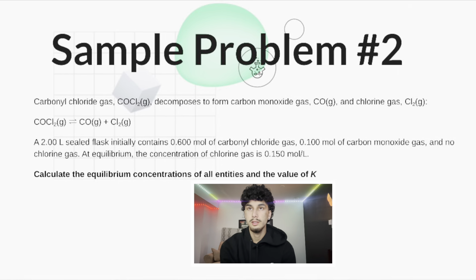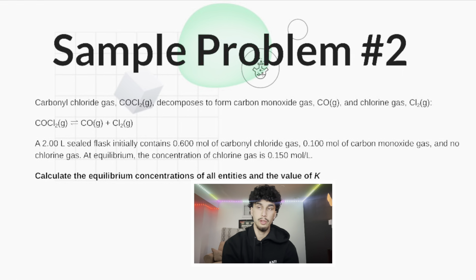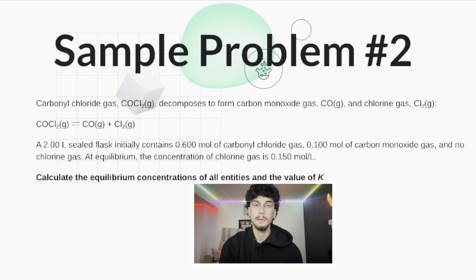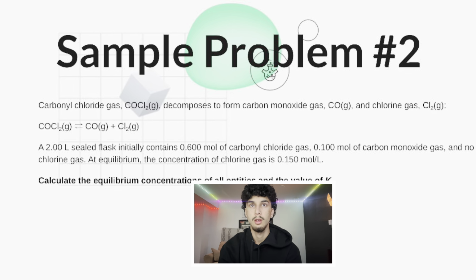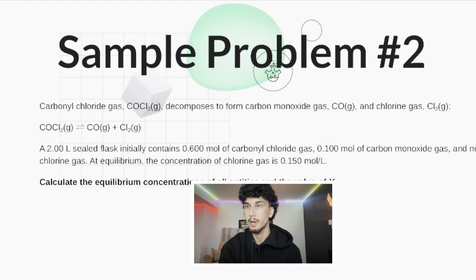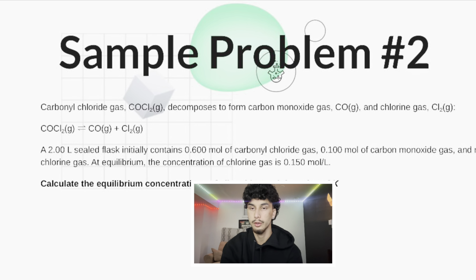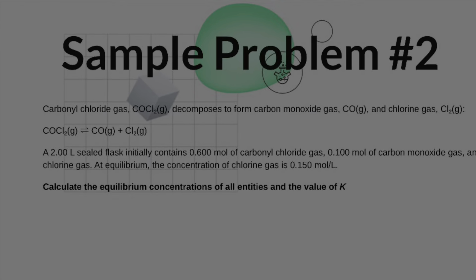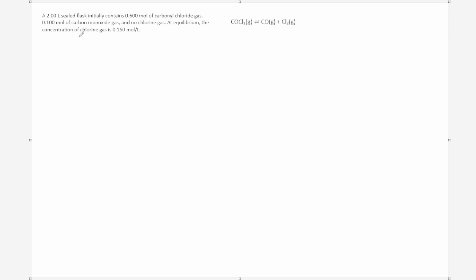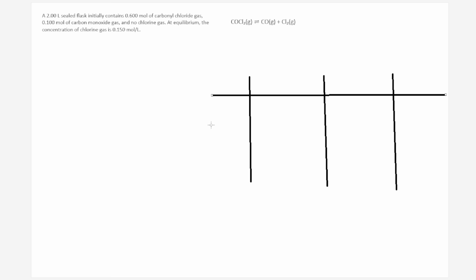Okay, moving on to sample problem number 2. We have a lot of information here, but let's read it top to bottom and go through every step. So it says carbonyl chloride gas decomposes to form carbon monoxide gas and chlorine gas, and it gives us a reaction. So let's use what we have to solve for K. Okay, we know whenever we're given an equation and we have the initial concentrations, but not all of the equilibrium concentrations, we've got to make an ICE table.